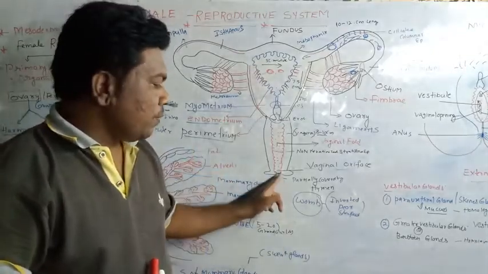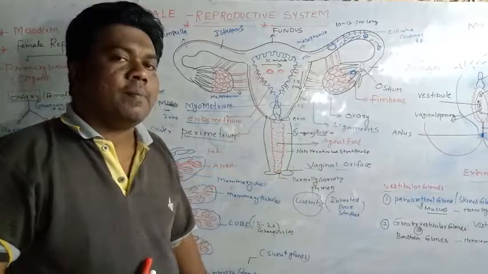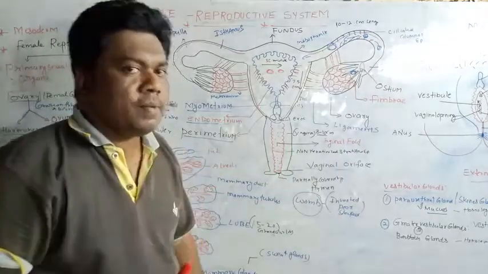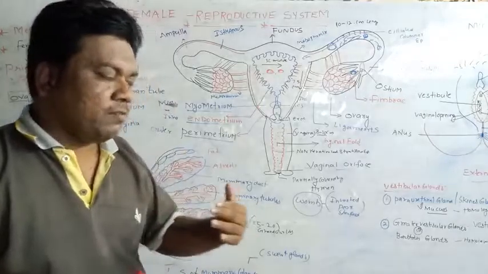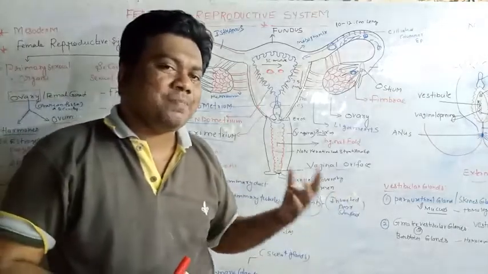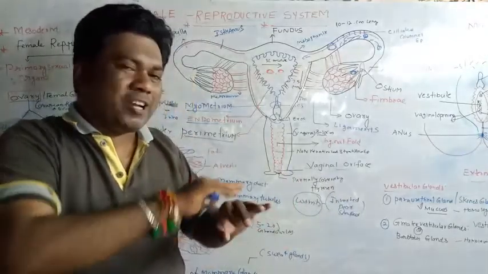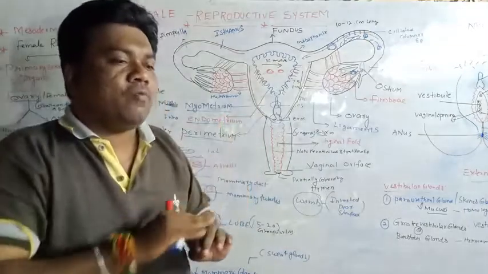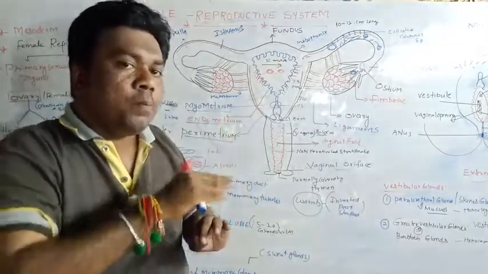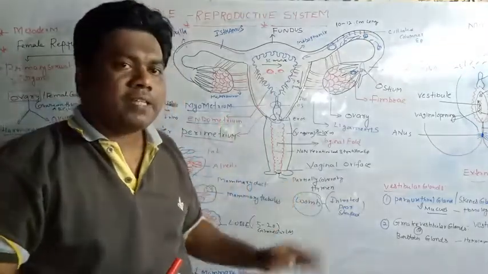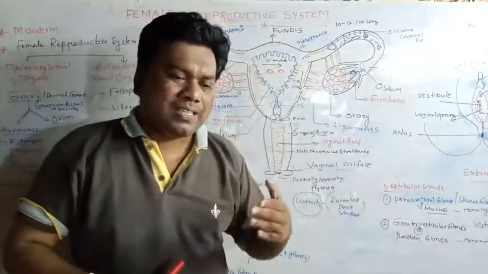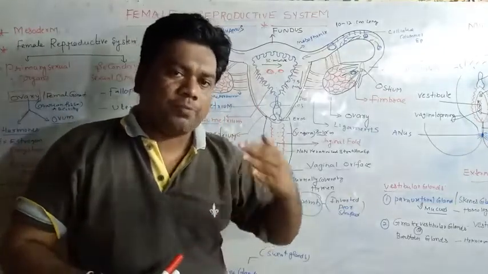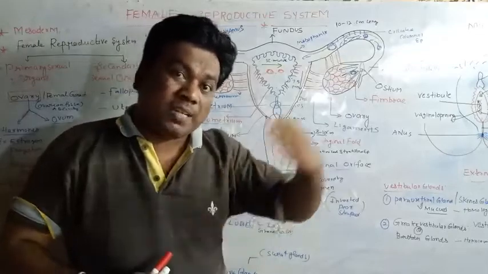This opening of the vagina is partially covered by a mucous membrane called the hymen. In virgin females this mucous membrane is present, partially covering the vaginal opening. But nowadays, this hymen layer gets ruptured due to numerous exercises.